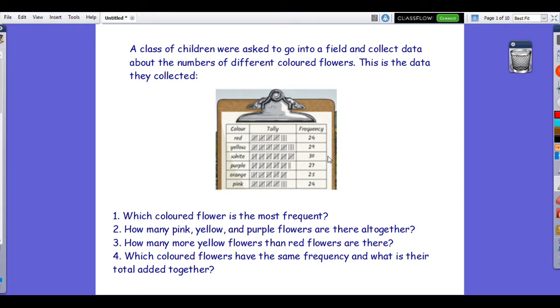Question 1, which coloured flower is the most frequent? That means which one came up the most. Question 2, how many pink, yellow and purple flowers are there altogether? Question 3, how many more yellow flowers than red flowers are there? And question 4, which coloured flowers have the same frequency and what is their total added together? Press pause now, have a really close look at the information in the questions and write down your answers. Take your time and then we'll mark them on the next page.